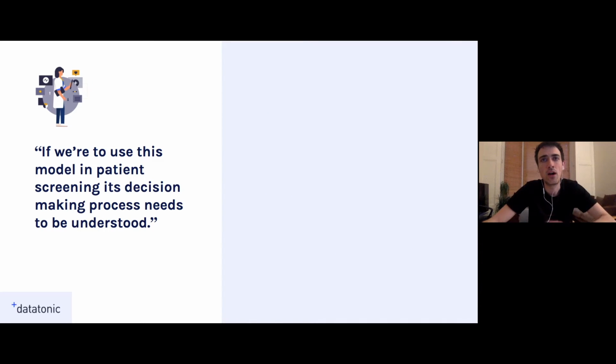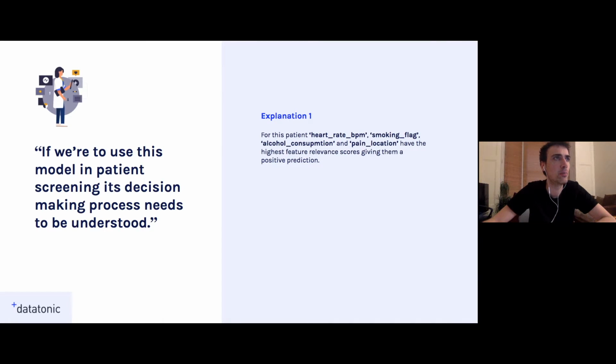Another example, if a model was used in patient diagnosing, then a doctor quite rightly would want to understand how the decision-making process of the model works. So one explanation could be, for this patient, heart rate, BPM, smoking flag, alcohol consumption, and pain location have the highest feature relevance scores, giving them a positive prediction.